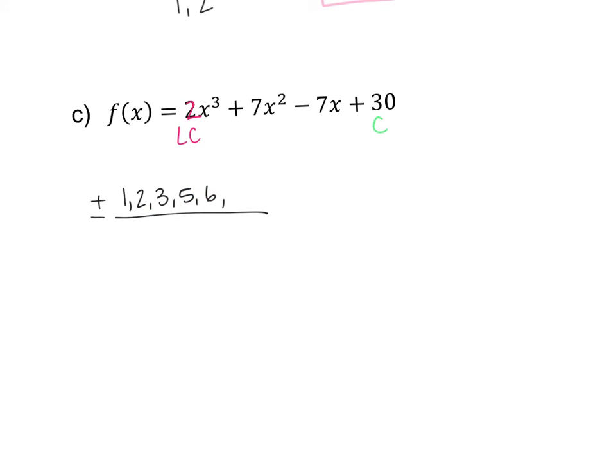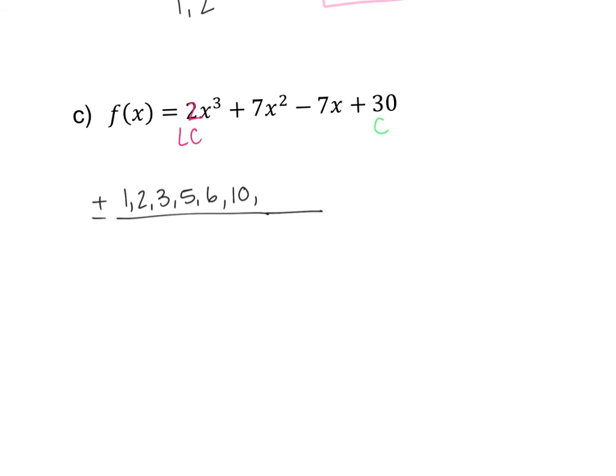3 times 15 is going to give me, or sorry, not 3 times 15. What am I thinking of? 3 times 10 gives me 30. 2 times 15 gives me 30. And then 1 times 30 is 30. So those are all the factors of 30. And then factors of 2 are 1 and 2. And here we go, there's going to be quite a list here.